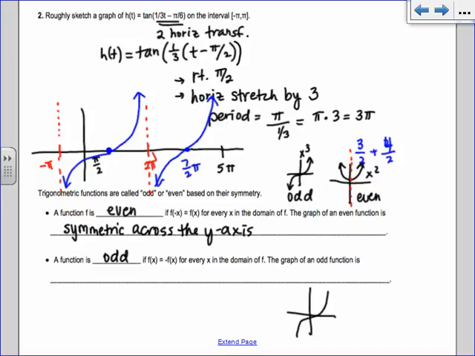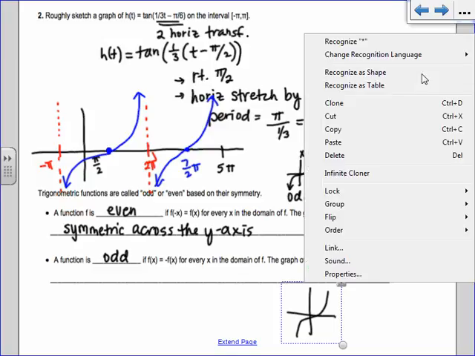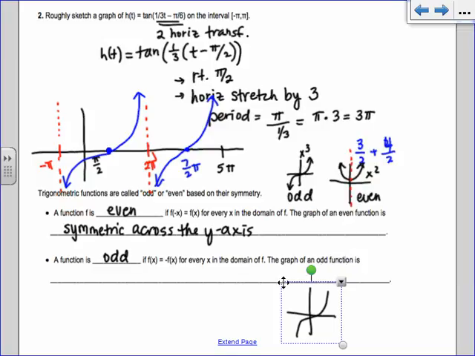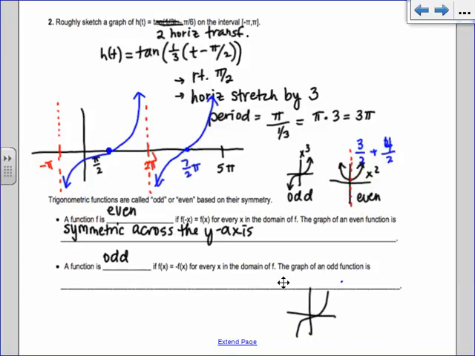I don't know if I can rotate this at all. That's a good thing I could rotate it. But basically, if you flip it over, oops, now I'm really messing it up. If you flip it over like this, it becomes the same function.